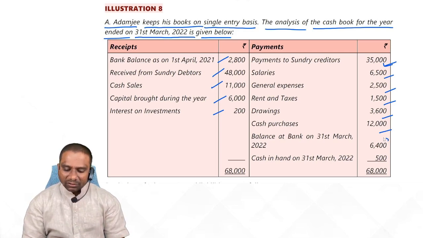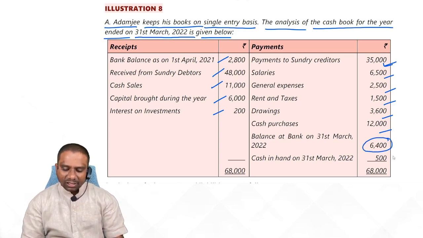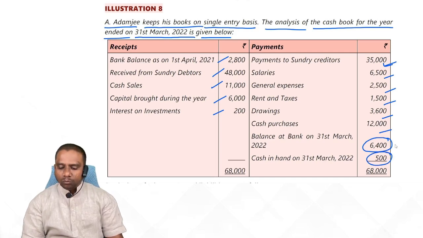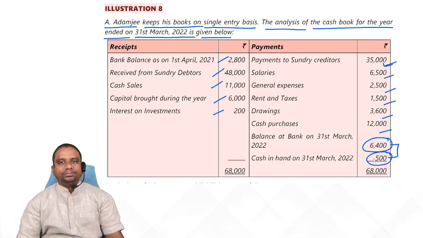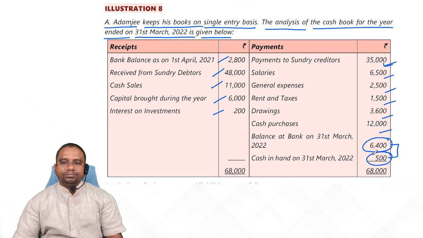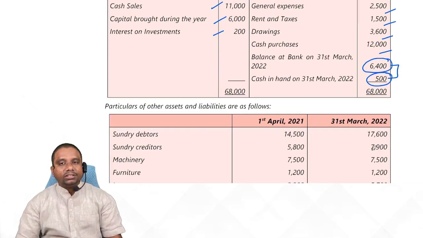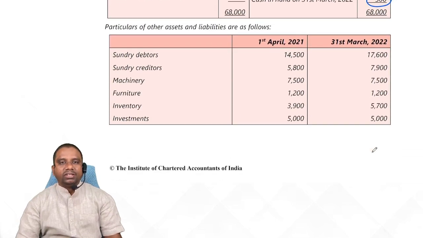Next one, balance of cash at bank and in hand. These both are shown on the assets side of balance sheet. Closing balance sheet. Closing balance sheet. Is it clear, students? Yes. Now look at additional information they are giving.